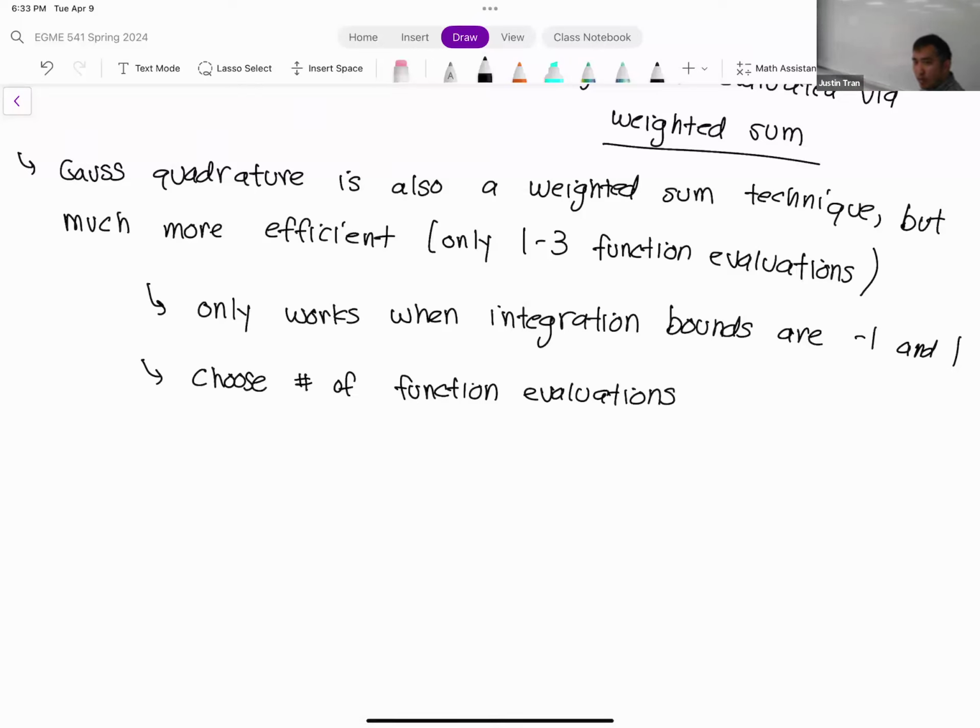And so naturally, the more function evaluations that you do, the more accurate your integral is going to be, but it also increases the cost. So you can consider this trade-off between speed versus accuracy. The number of function evaluations that you can choose is called the number of Gauss points.